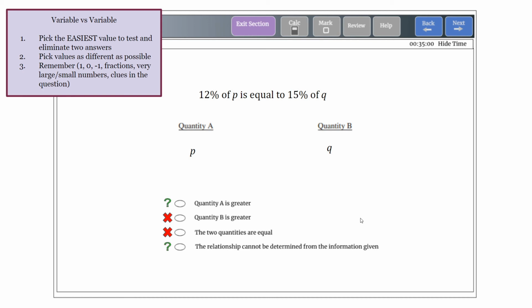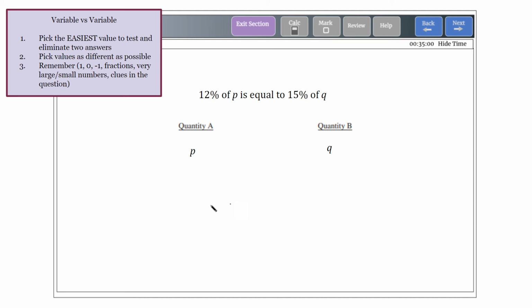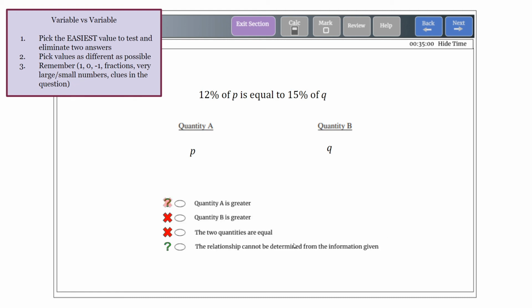One of the mistakes I see people make is that with something like this, they think, oh, but plainly, obviously, no matter what I pick for P, it's going to be greater than Q because 12% of P equals 15% of Q. In this case, though, what if P was equal to 0? Well, 12% of 0 is 0, and 15% of 0 is 0. And if P or Q happen to be 0, the other one would also have to be 0, and the relationship would be that they were equal, which means quantity A is no longer the greater value, and the answer would have to be D.